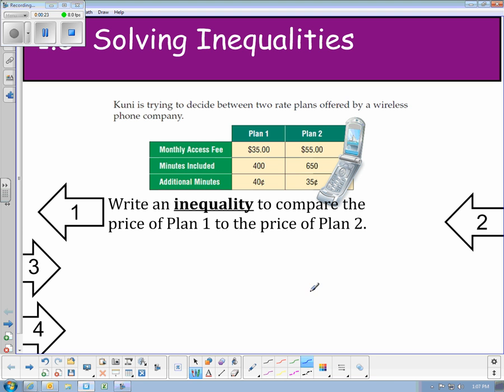So we want to think about what is the price that we're going to spend on just the plan. If we're going to spend $35 on plan 1 and $55 on plan 2, then obviously plan 1 is going to be less expensive.